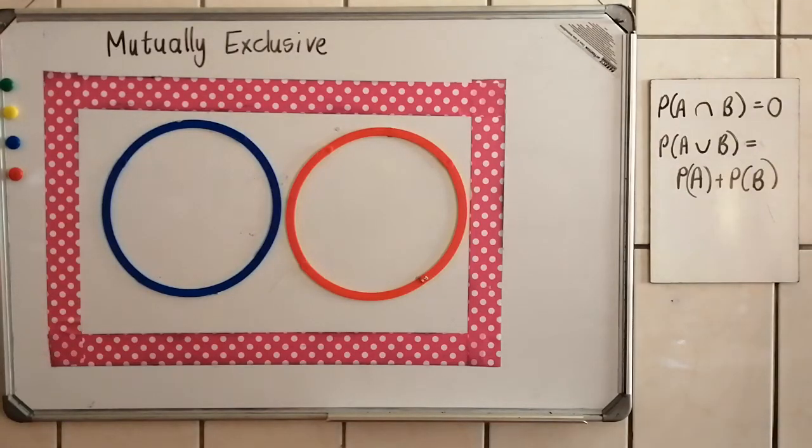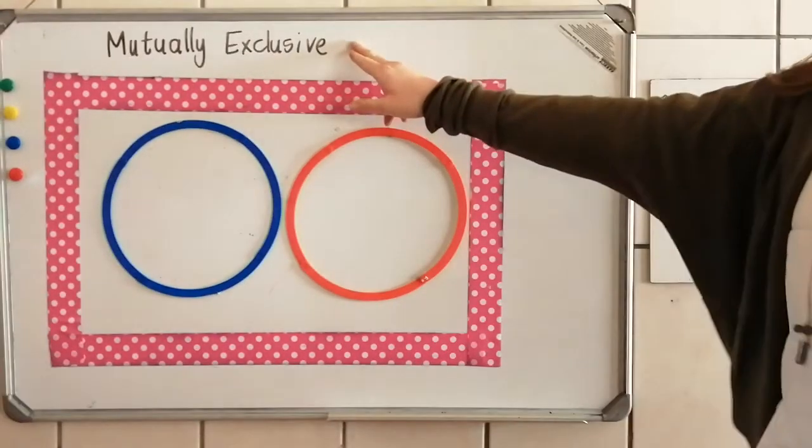Morning, grade 10s. Welcome to your fourth lesson on probability. Today we're going to be looking at a few new terms. The first term we're looking at is mutually exclusive.